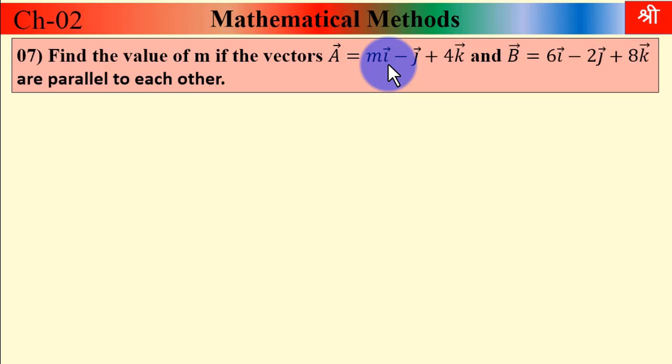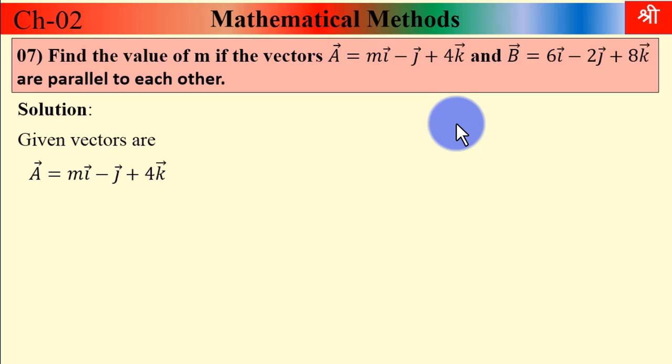Here we have to find out the value of m, and it is given that the two vectors are parallel. When the two vectors are parallel, it means the ratio of their corresponding components is equal, means ratio of x component will be equal to ratio of y components will be equal to ratio of z components. Their corresponding components will be in proportion. So given vectors are, vector a is mi minus j plus 4k, vector b is 6i minus 2j plus 8k.